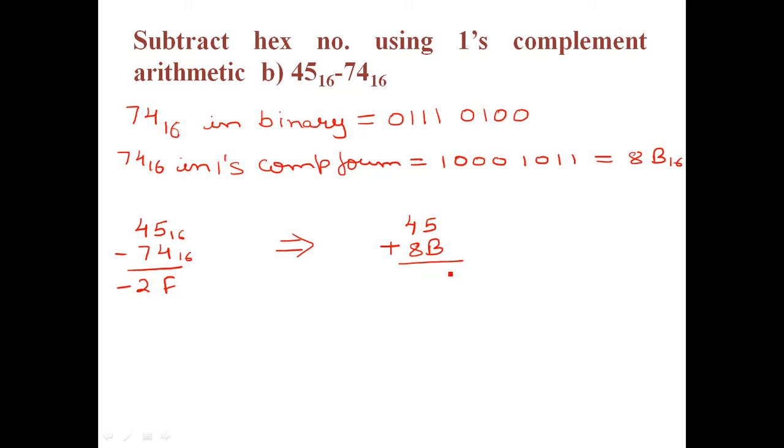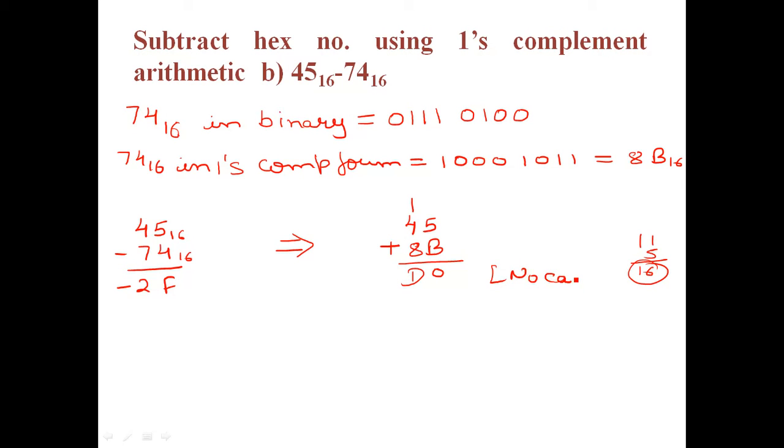Then the result will be 11 plus 5 is 16. So 16, again we have to convert this 16 into a hex number. So that will be 0, carry 1. Then 8 plus 4 plus 1 is 13. That is your D.